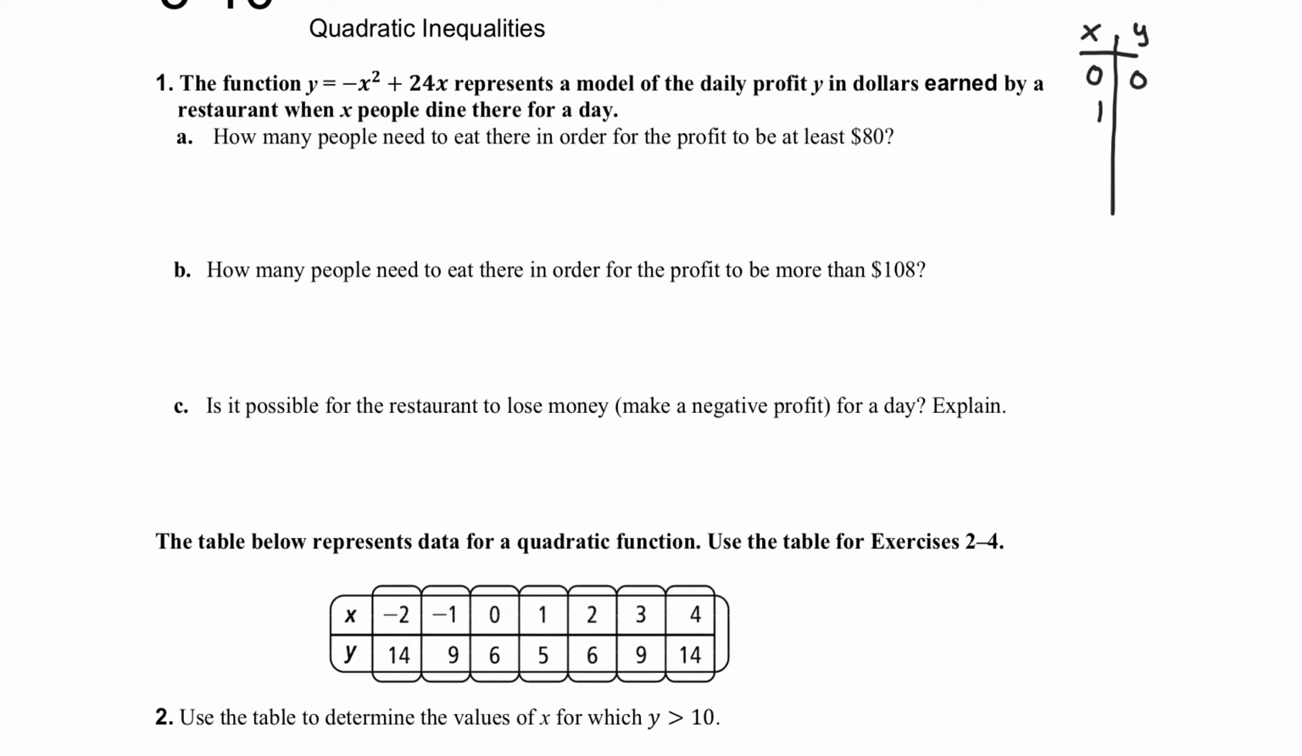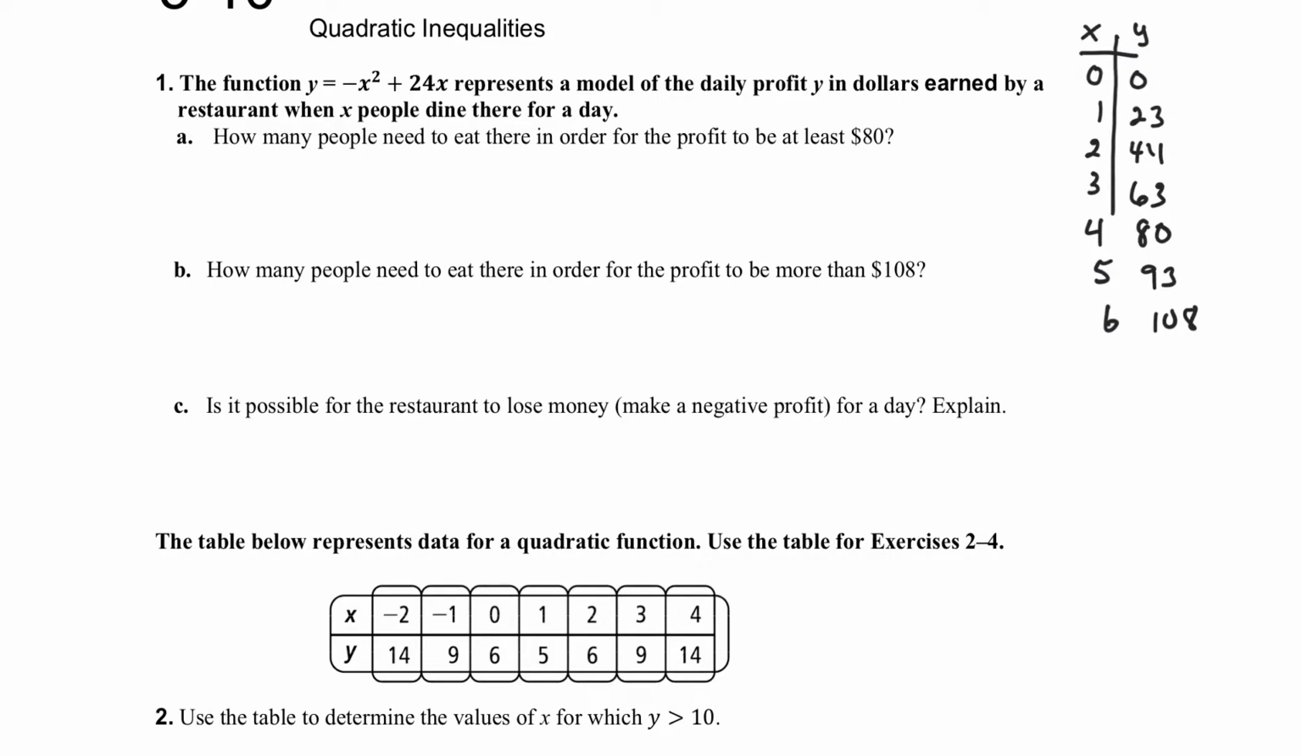If one person goes there, the profit is $23. If two people go there, the profit is $44. If three people go there, the profit is $63. If four people attend, the profit is $80. If five people attend the restaurant, we have 93. And then if six people attend, the profit is 108.